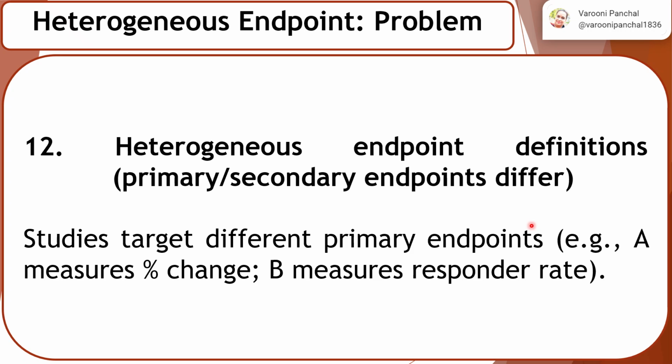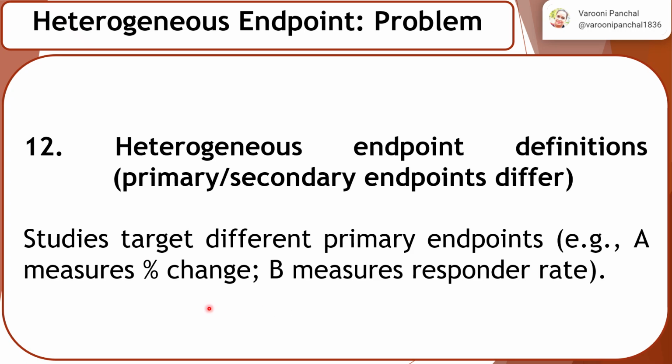Homogeneous is same. Heterogeneous is different, not same. I'll explain this in very simple language. Heterogeneous is when one variable is numeric and another variable is character. So they are not the same, right? Now here the primary endpoint, especially between different studies, they differ. Like, say, in one study it is percentage change from baseline and in another study it is responder rate.